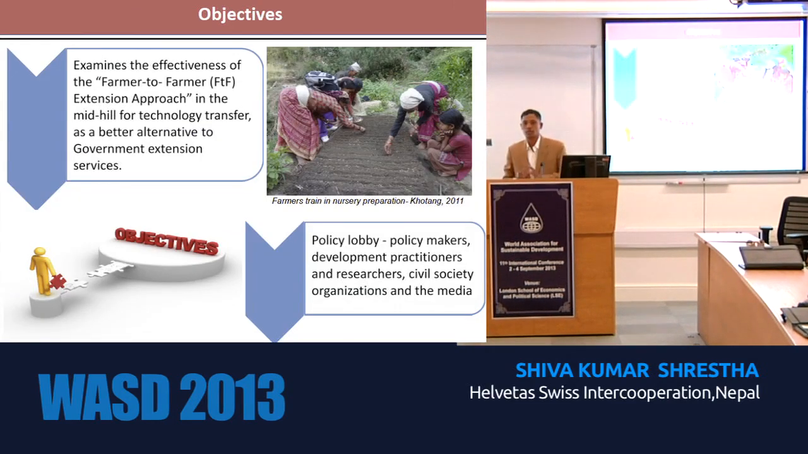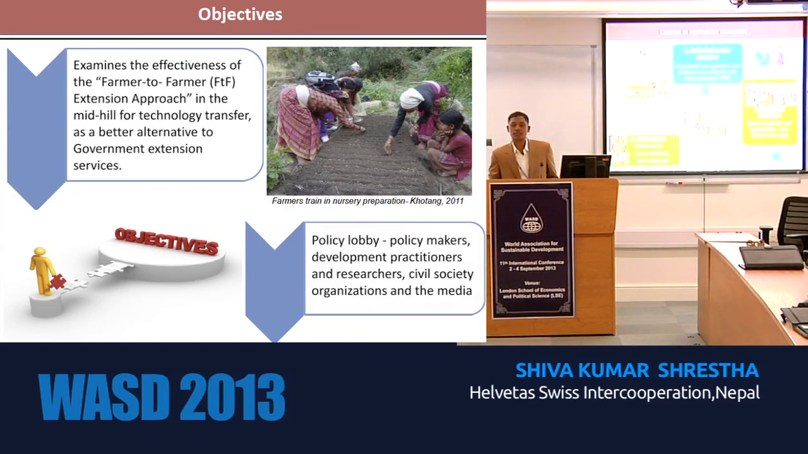Basically, I have two objectives for this paper. One is to examine the effectiveness of the farmers to farmers agriculture extension, especially to deliver the service for rural poor, which we call the disadvantaged group. And another one is that this paper is meant for policy lobbying with the policy makers, so that they could formulate conducive policy, especially for rural poor.